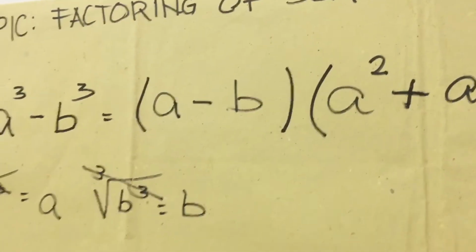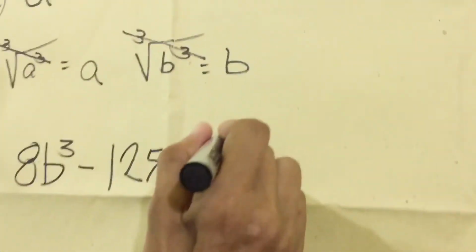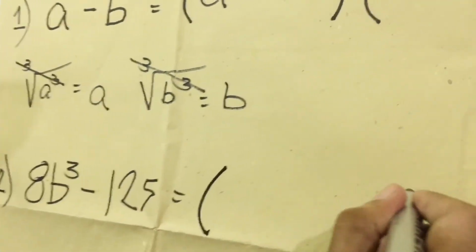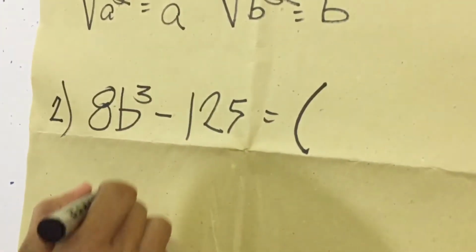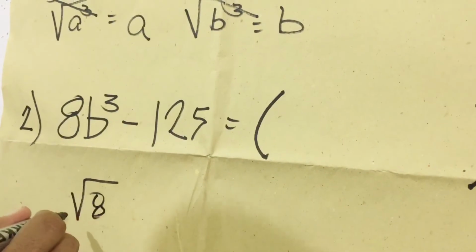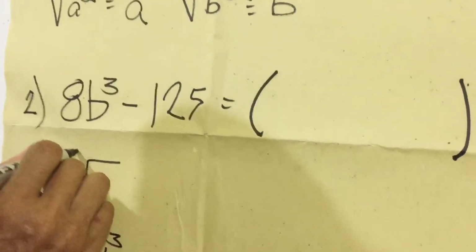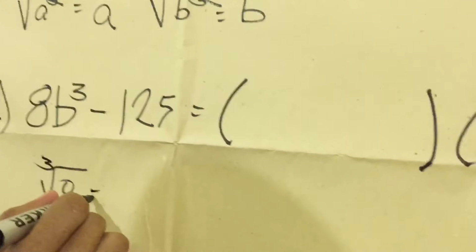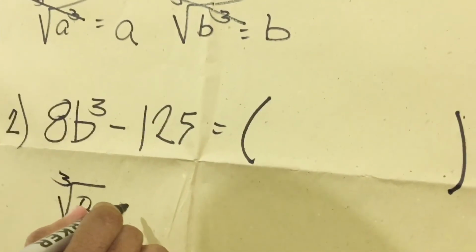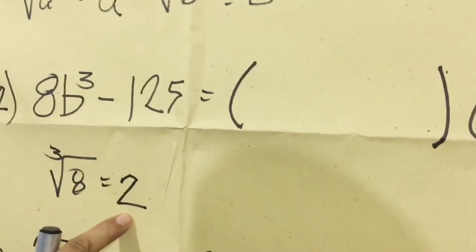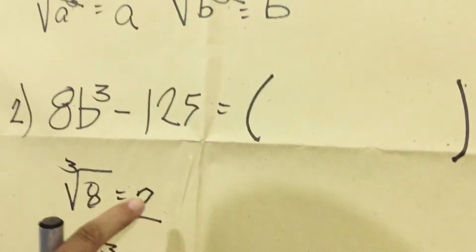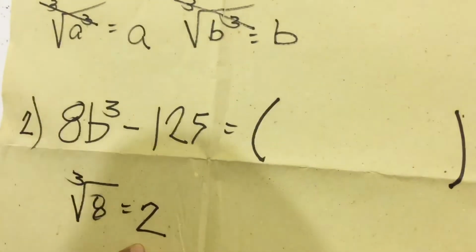Next, number 2. The same process. You have to make two parentheses, one for the binomial factor and the other one for the trinomial factor. Then find the cube root of 8. Okay, then we estimate it is 2. Why is it 2? Because if we multiply 2 thrice, 2 times 2 times 2 equals 8. So therefore the root is 2.